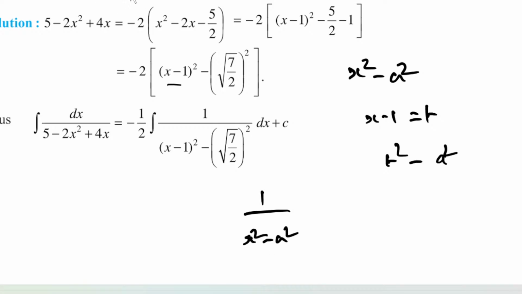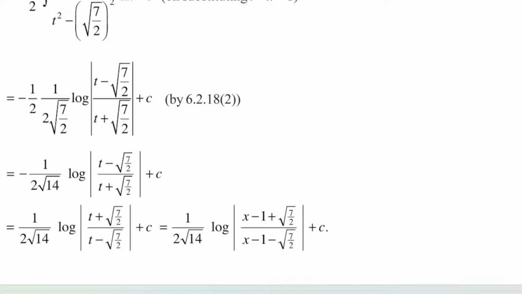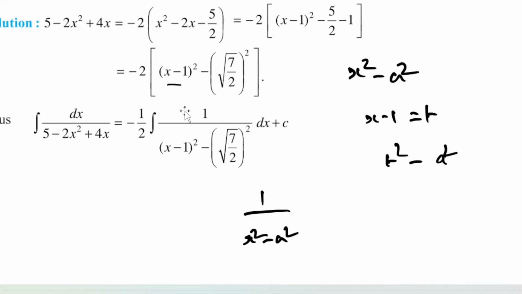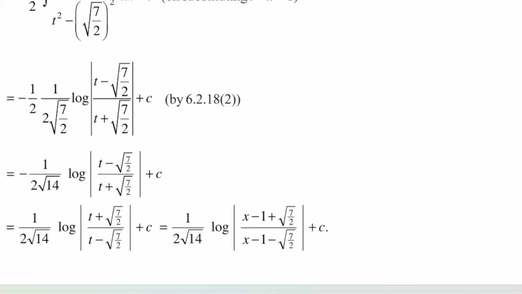Whenever you are given dx by ax square plus bx plus c, we will convert this into 1 by 2a log of x minus a by x plus a. That's what we have done here. See, log of this minus this by this plus this.